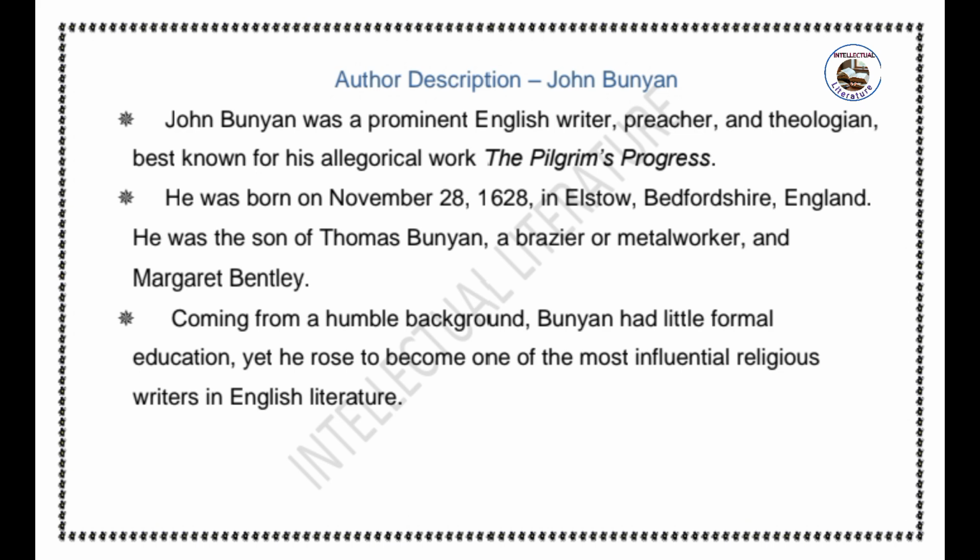Now, we are going to study the author's description. John Bunyan was a prominent English writer, preacher, and theologian, best known for his allegorical work, The Pilgrim's Progress. He was born on November 28, 1628 in Elstow, England. He was the son of Thomas Bunyan, a brazier or metal worker, and Margaret Bentley. Coming from a humble background, Bunyan had little formal education, yet he rose to become one of the most influential religious writers in English literature.